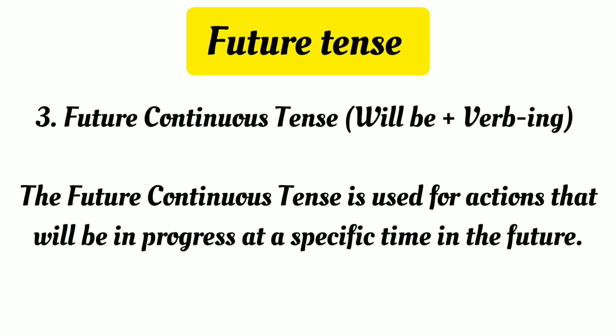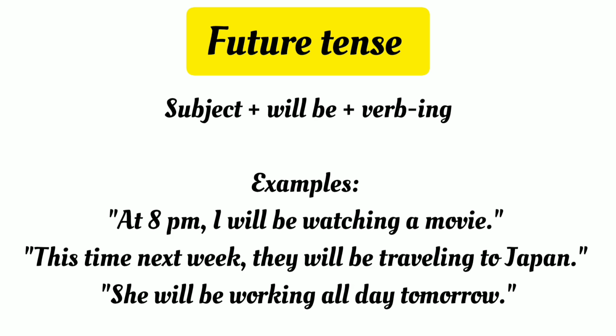3. Future continuous tense: will be plus verb-ing. The future continuous tense is used for actions that will be in progress at a specific time in the future. Formula: subject plus will be plus verb-ing. Examples: at 8 p.m., we'll be watching a movie. This time next week, they will be traveling to Japan. She will be working all day tomorrow.